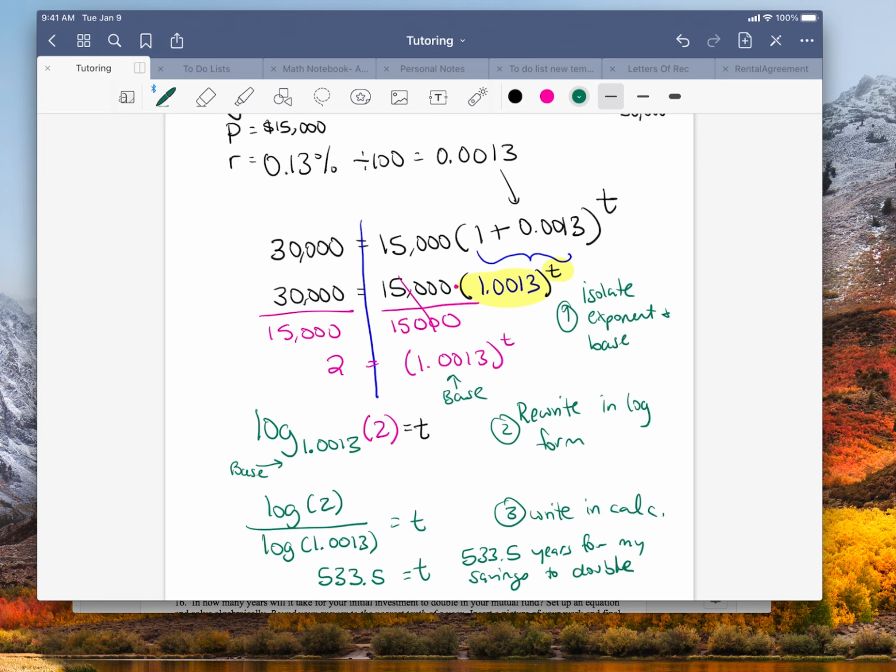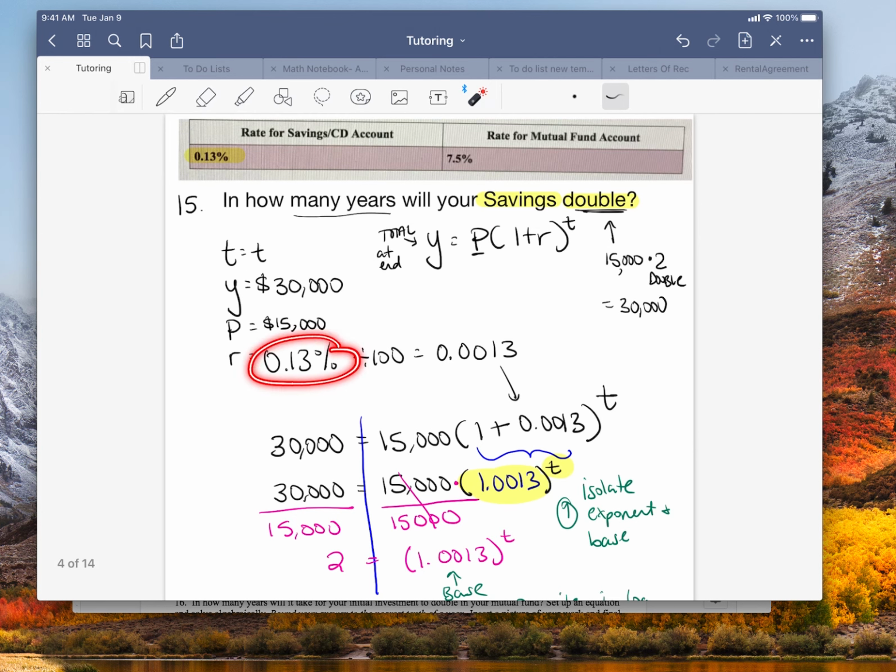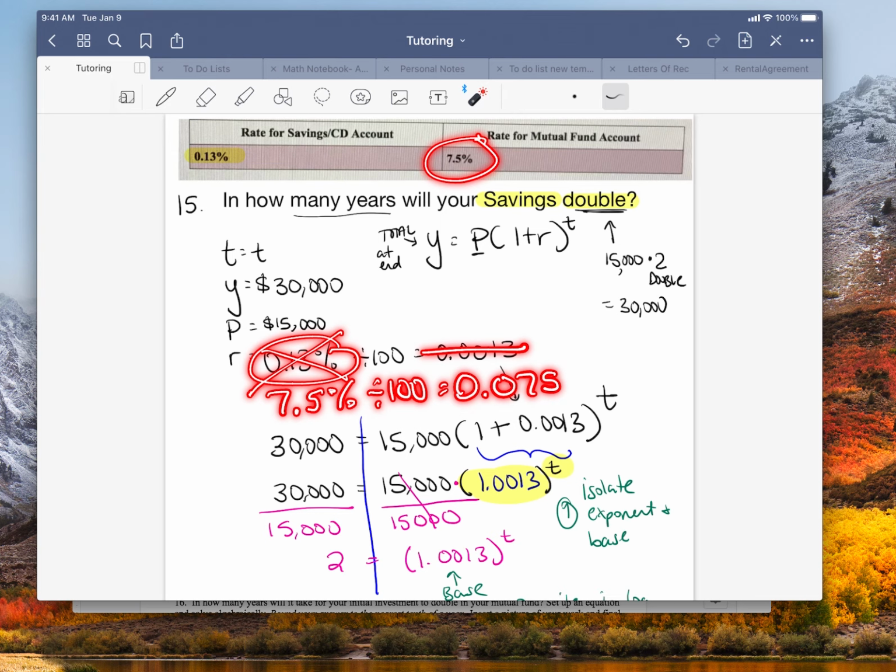Now let's do the same thing, but with our mutual fund. So the only thing that's going to change is that this number now is not going to be 0.13. It's going to be the mutual fund rate. So this is going to be 7.5% divided by 100 equals 0.075. And that's the number that goes here. Everything else will be the same, and you solve it the same. And that's how you're going to do question 16.